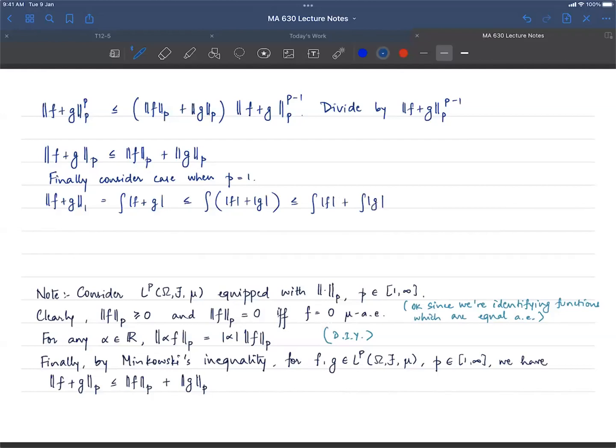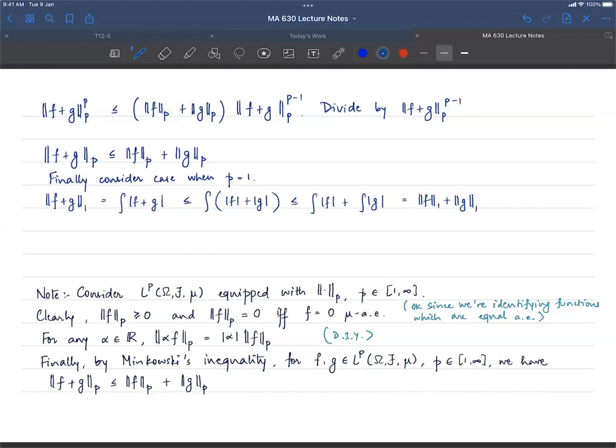But hey, this is exactly the result we want. So this is the norm of F, the one norm of F, plus the one norm of G. Okay, so here you get it straight away without having to do any other fancy work. Any questions?